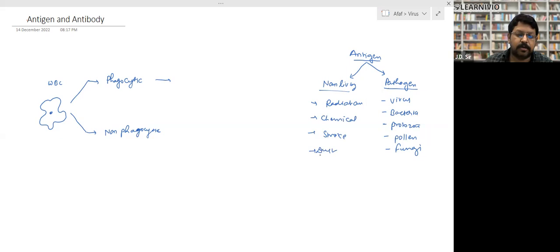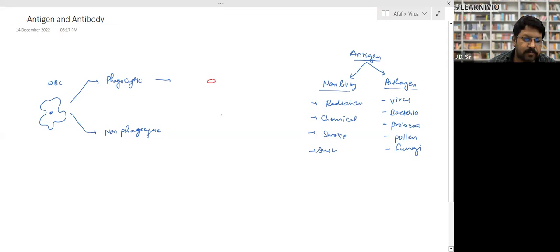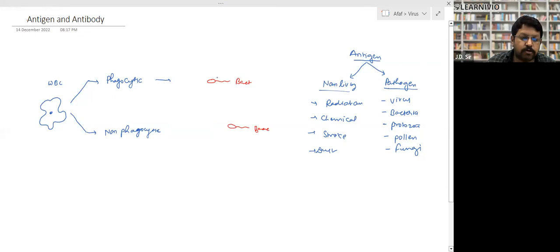When these pathogens enter the body, what do phagocytic cells do? Suppose there is an antigen which is a pathogen, let's say this is bacteria, which is an antigen, right? So when bacteria enter our body, is it an antigen or not? Yes, it's an antigen. So what will the phagocytic cell do? They will eat it. They will eat bacteria. They will eat pathogen and die.